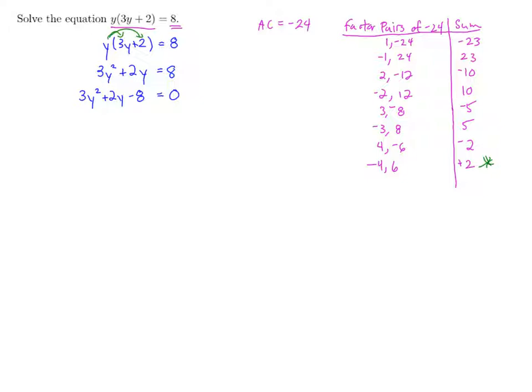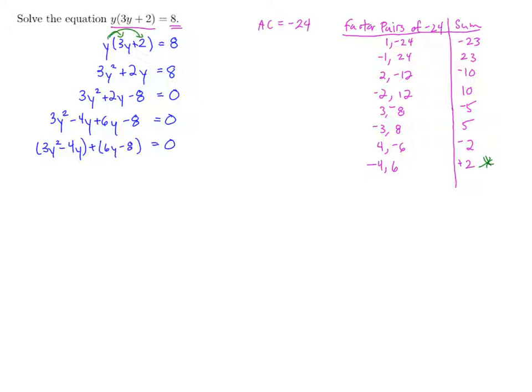So coming over to our equation, 3y squared plus 2y minus 8, we'll now write that as four terms: 3y squared minus 4y plus 6y minus 8, and that's all equal to 0. Now we can use factoring by grouping. We'll group the first two terms and the second two terms. So we'll have (3y squared minus 4y) plus (6y minus 8).